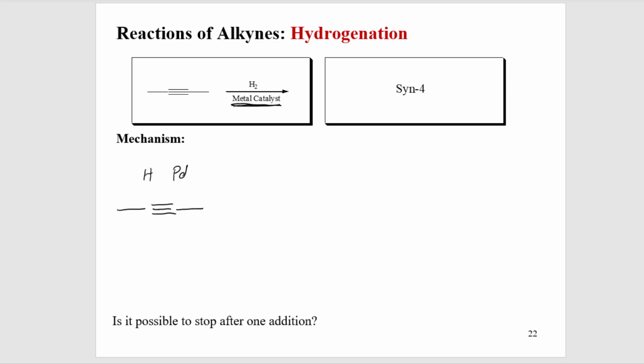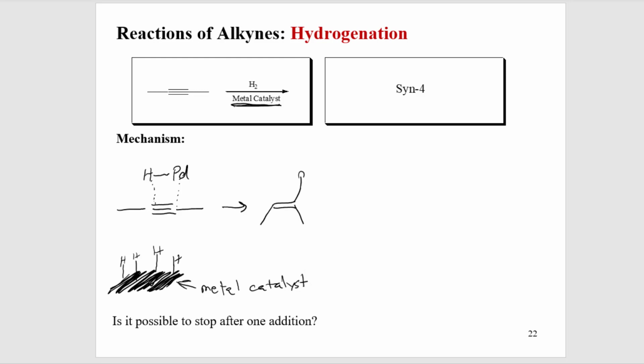Let's say it adsorbs to the palladium surface. Okay, then we're going to apply a syn addition. Now remember, the metal is literally a solid metal, and to its surface, the hydrogen adsorbs. So we've shown you this before. The black is your metal catalyst. So this is your typical mechanism. Syn addition places the hydrogen and the palladium across the pi system in a syn-concerted fashion.